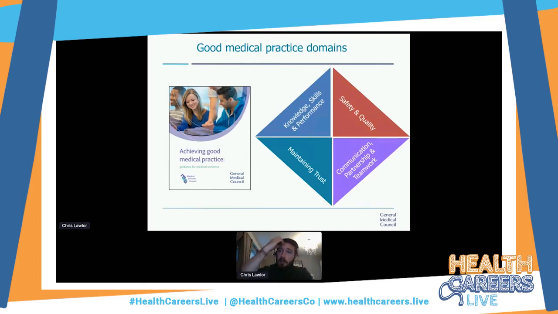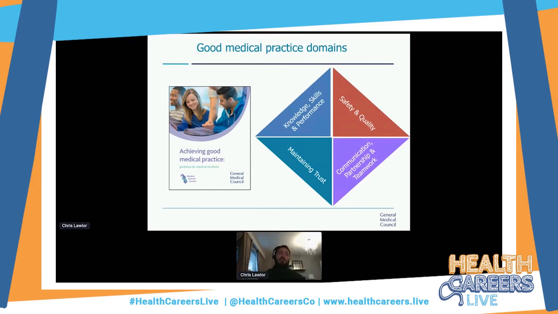And then finally, actually the most detailed domain in terms of achieving good medical practice, and that's around communication, partnership and teamwork, and that covers a number of the points that you've mentioned in the chat area. So about that communication with your patients, communication with your team, working together and just having that ability to work as part of a team and in partnership with your colleagues and also with your patients.